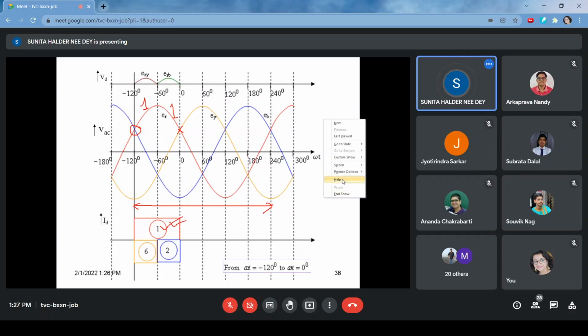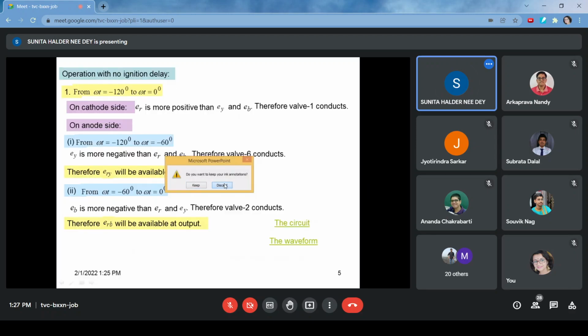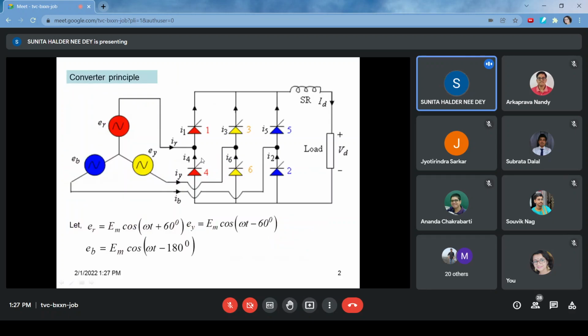Now you see, on the negative side, the R phase cannot operate. The R phase thyristor on the negative side cannot operate. So either blue phase 6, yellow phase 6 or blue phase 2 will operate.